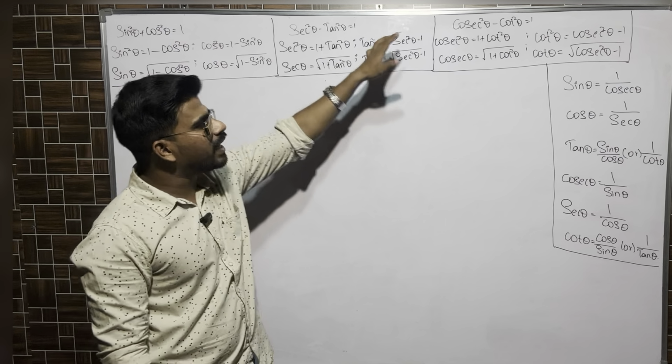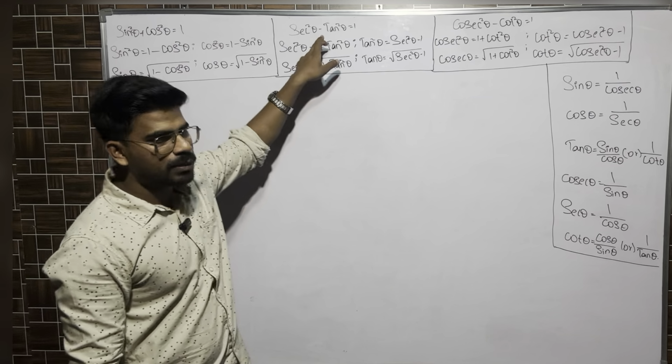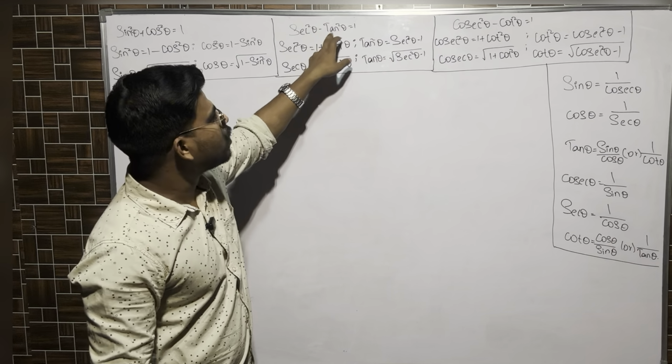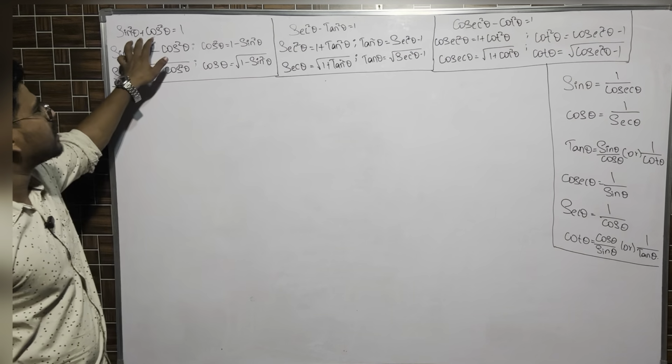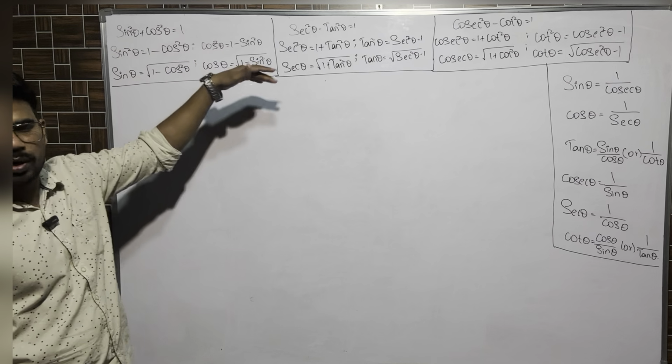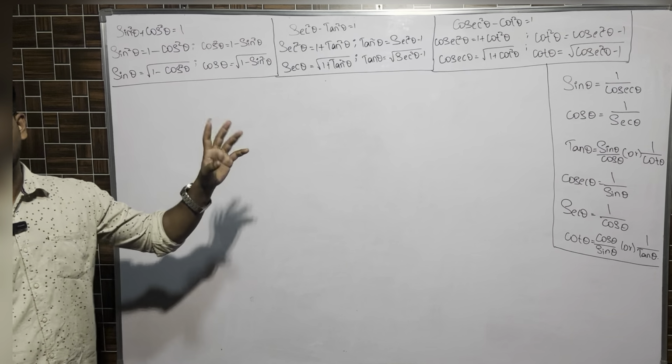Next, for the second and third identity, you have minus in between. Secant square theta minus tan square theta is equal to 1. Cosecant square theta minus cot square theta is equal to 1. Whereas in case of the first it was plus. So you need not worry, you can send either of those. But if it is minus, you cannot send it directly.